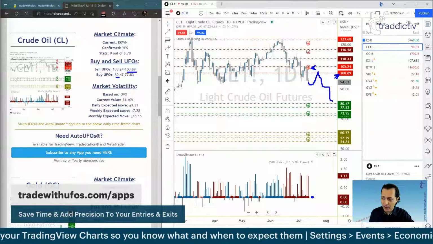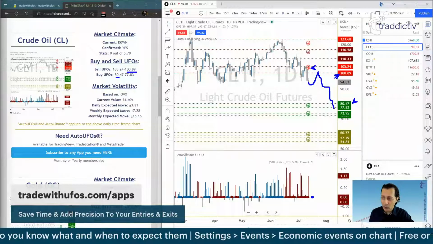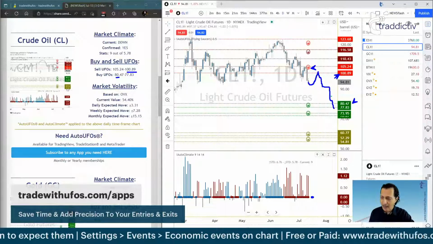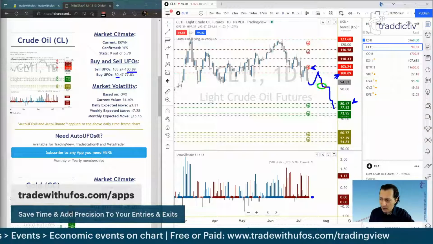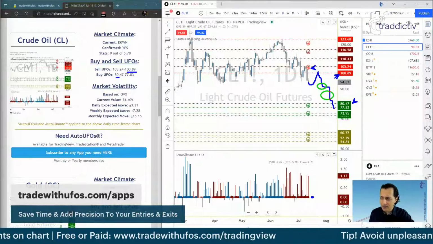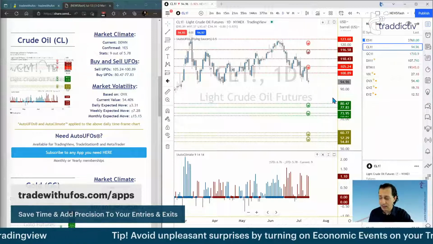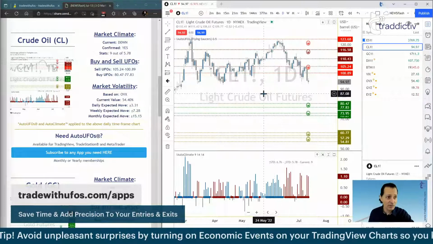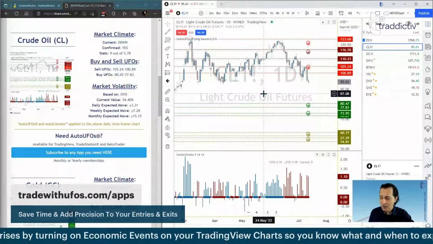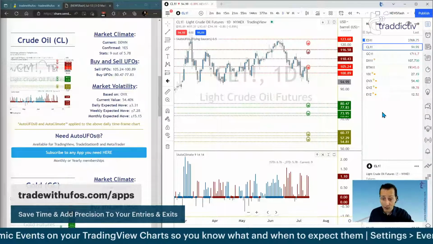guess what? We're likely going to go back down on our way to 80, unless we get new on-field orders to buy located in other places, which, if so, they will show up on the screen, because Auto UFO is a tool which plots the on-field orders in a real-time fashion. So if that was to happen, we'll see it on the screen and we'll comment on it.